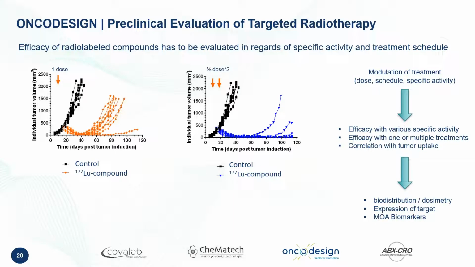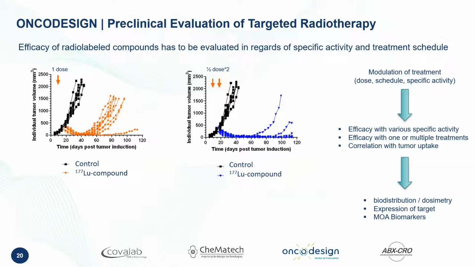So here we just show two examples of one compound that is radiolabeled with lutetium-177, and you have a complete response of your tumor. If you play with the dose and the schedule, here with the same compound, half of the dose has been injected but twice, 7 days apart, then we still observe a complete response, but a delay in the relapse. And this is really something that we can play with.